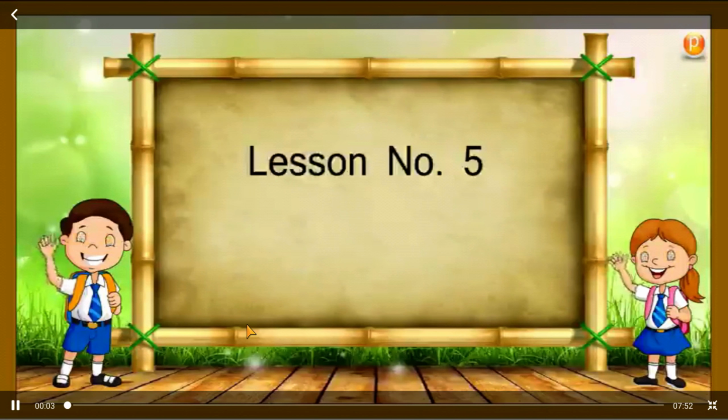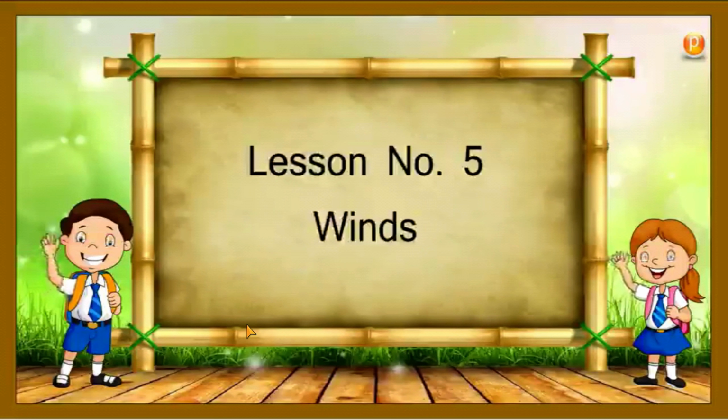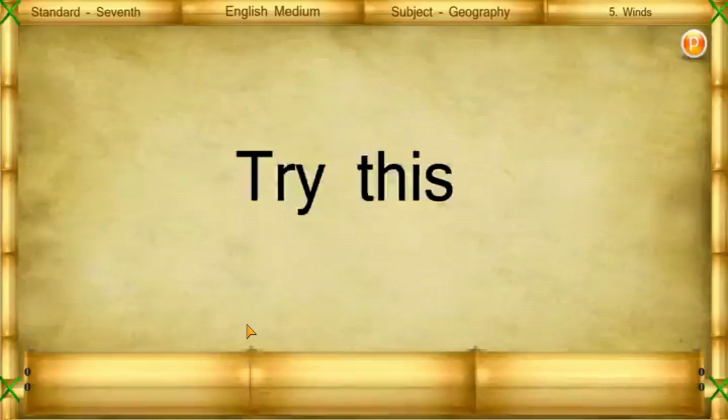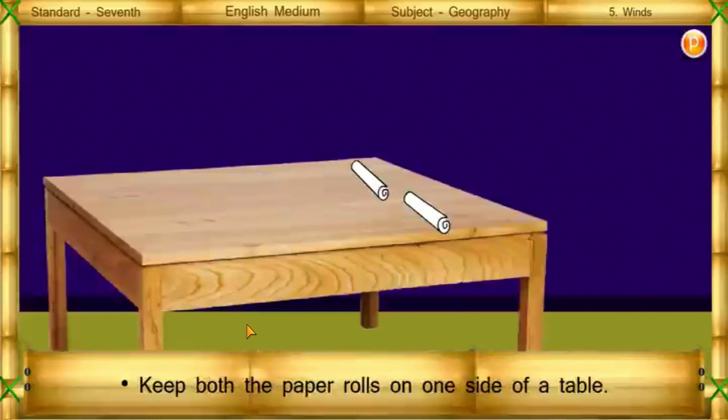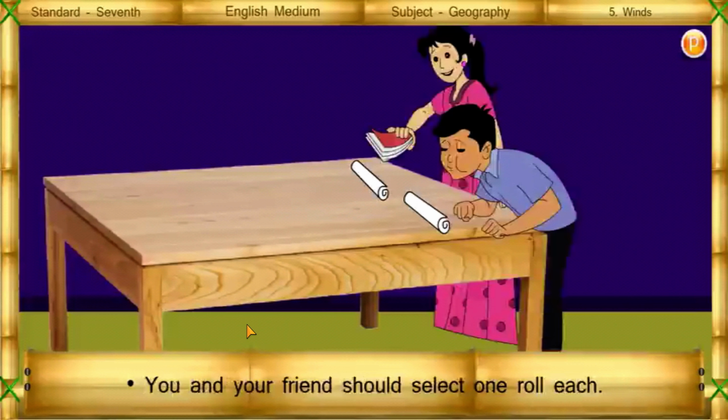Lesson number 5. Winds. Try this. Fold a paper into two same-sized rolls. Keep both the paper rolls on one side of a table. You and your friend should select one roll each.